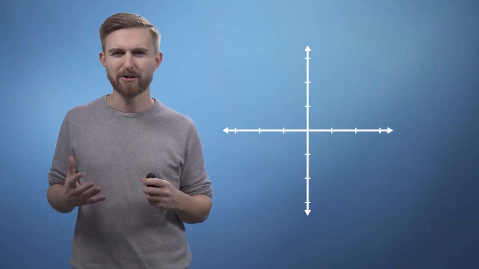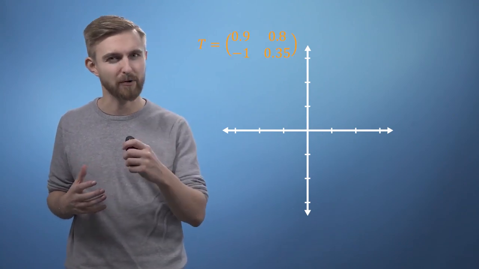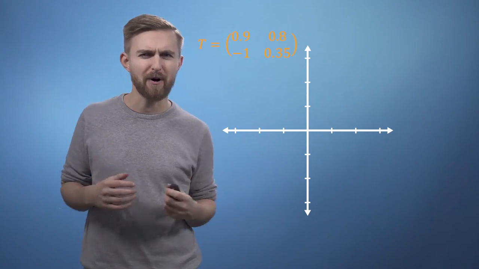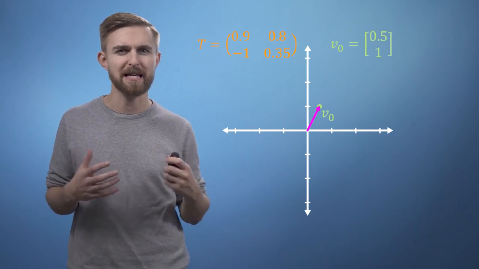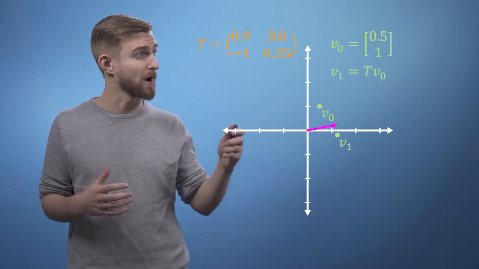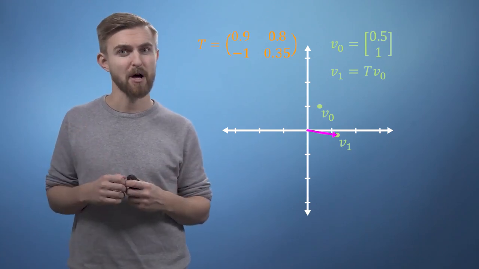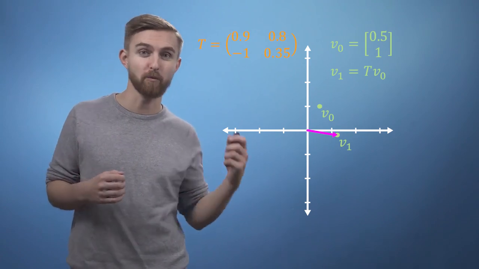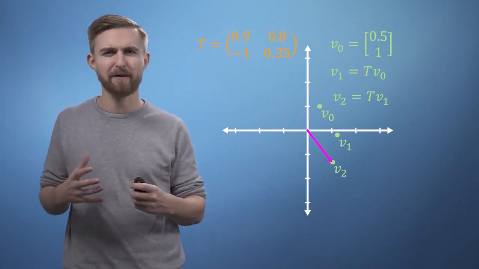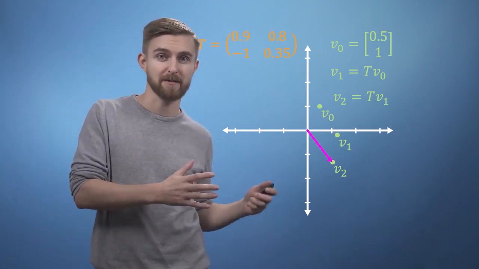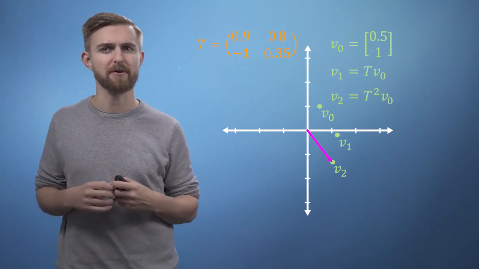For example, imagine that a transformation matrix T represents the change in location of a particle after a single time step. So we can write that our initial position, described by vector v0, multiplied by the transformation T, gives us our new location v1. To work out where our particle will be after 2 time steps, we can find v2 by simply multiplying v1 by T, which is of course the same thing as multiplying v0 by T 2 times. So v2 equals T squared times v0.